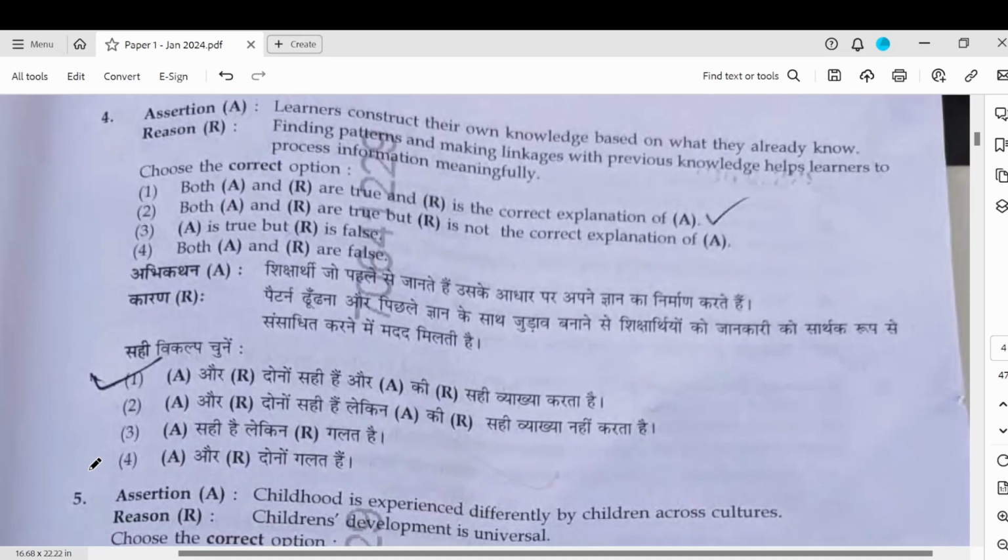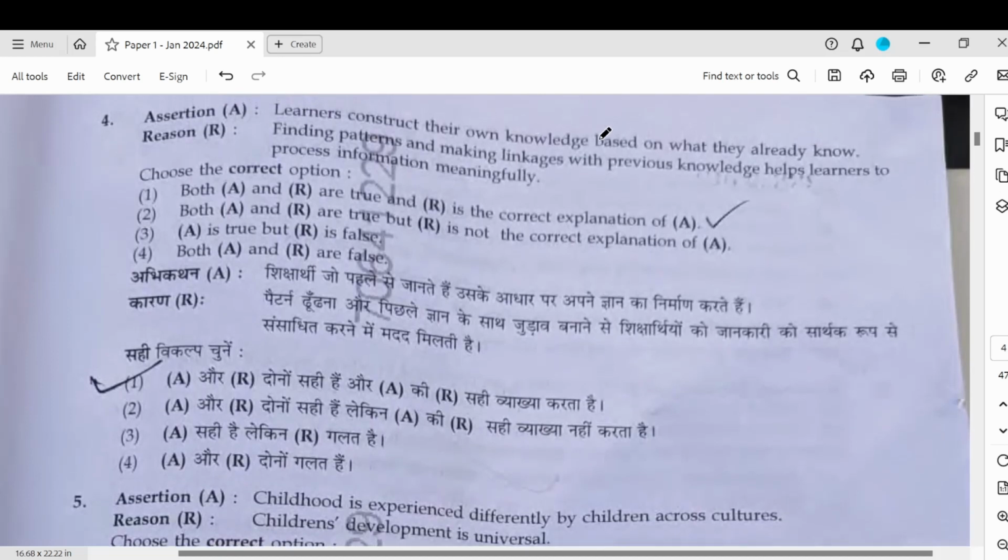Question 4 is assertion and reason. Learners construct their own knowledge based on what they already know. Reason is finding patterns and making linkages with previous knowledge helps them to process information meaningfully. So both A and R are true, and R is the correct explanation of A.